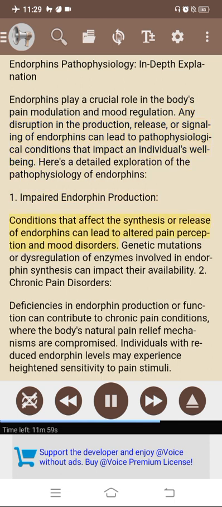1. Impaired endorphin production. Conditions that affect the synthesis or release of endorphins can lead to altered pain perception and mood disorders. Genetic mutations or dysregulation of enzymes involved in endorphin synthesis can impact their availability. 2. Chronic pain disorders. Deficiencies in endorphin production or function can contribute to chronic pain conditions, where the body's natural pain relief mechanisms are compromised. Individuals with reduced endorphin levels may experience heightened sensitivity to pain stimuli.